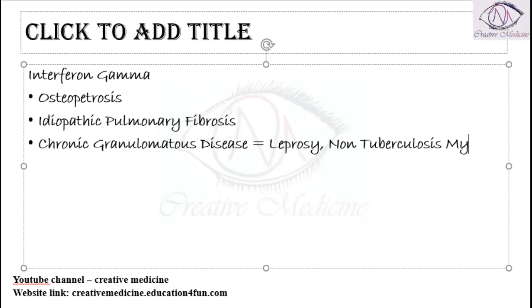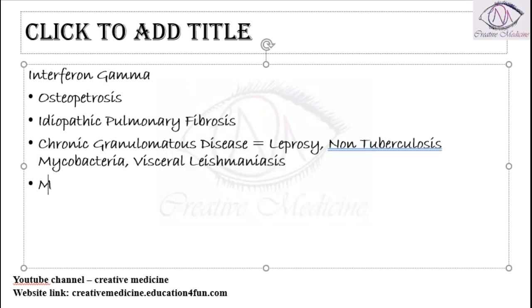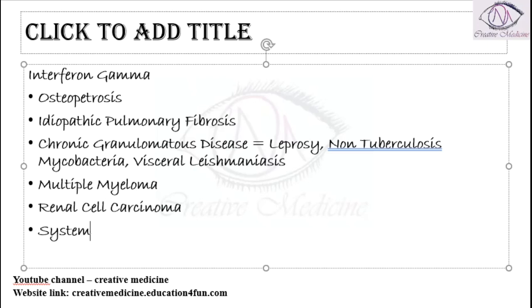non-tuberculosis mycobacteria, or it can also be used in visceral leishmaniasis. Interferon gamma is also used in multiple myeloma, and it is also used in renal cell carcinoma. It is also used in systemic sclerosis. So these are the different uses of interferon gamma.